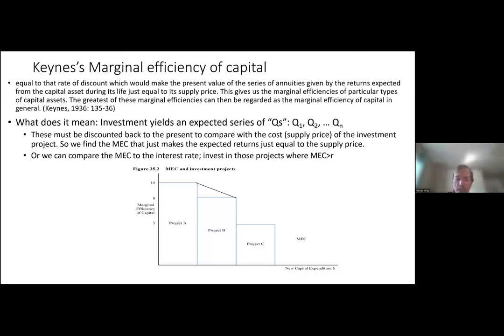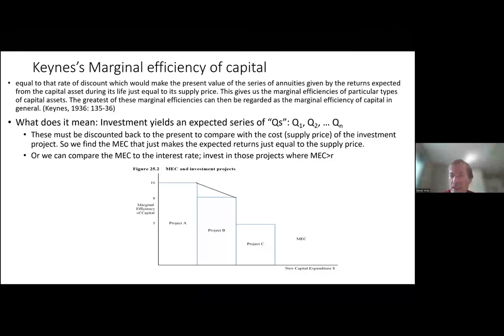What does it mean? So investment is going to yield a series of expected returns. He calls them Qs for quasi-rent, which comes from Marshall. So in year one, we have Q1. Year two, we have Q2. On out to the final year, Qn. No reason why the Q is the same in every year. Probably in the first year, it's going to be low, as you know, you're introducing some product to the market. And then the Qs increase, and then maybe they start dropping off towards the end. So we can have different Qs in each year.